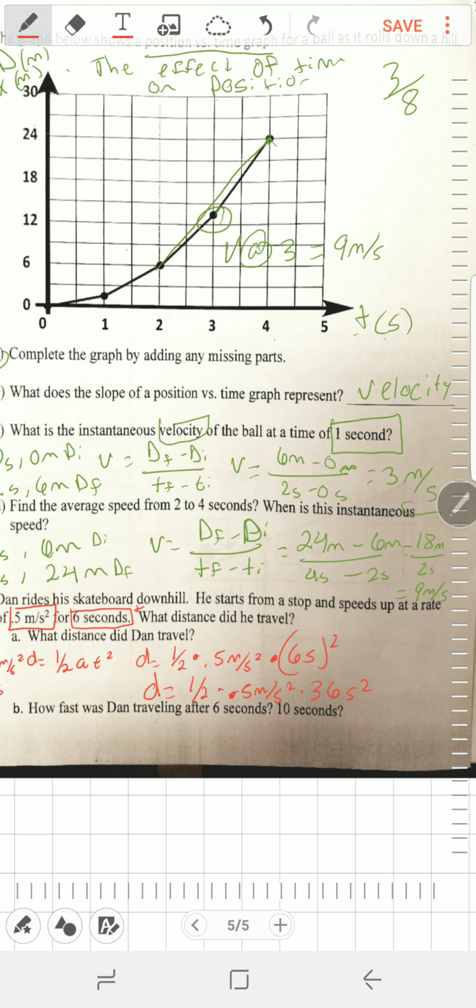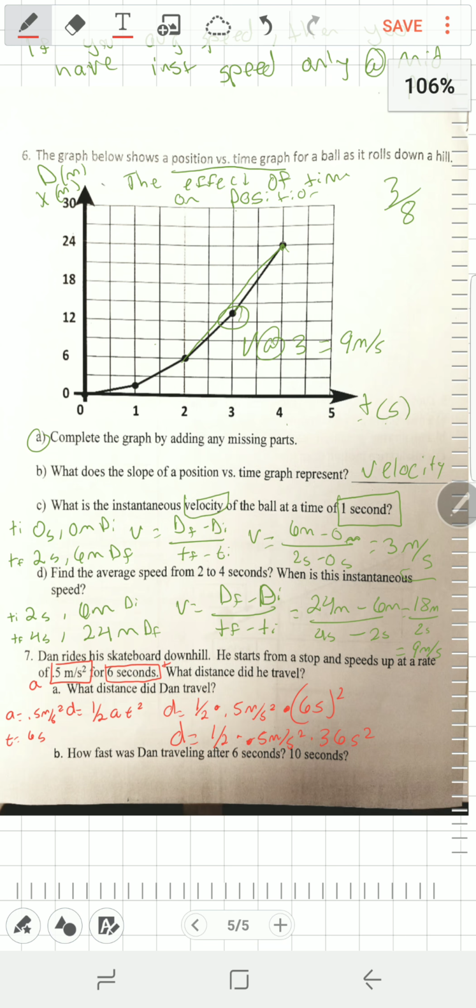Now, you should get a calculator and then just plug that in immediately. And I'm going to plug that into my calculator. 1/2 times 1/2 should get you 0.25 times 36. This is going to get you a distance.